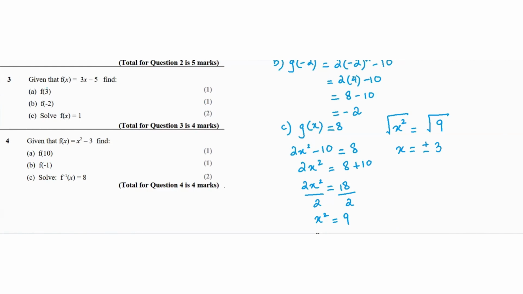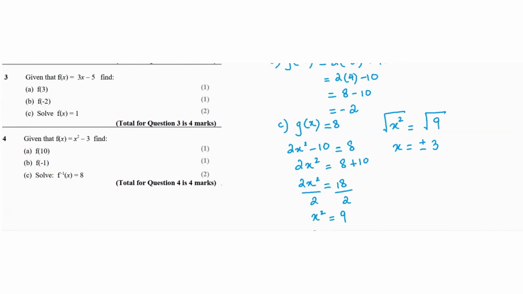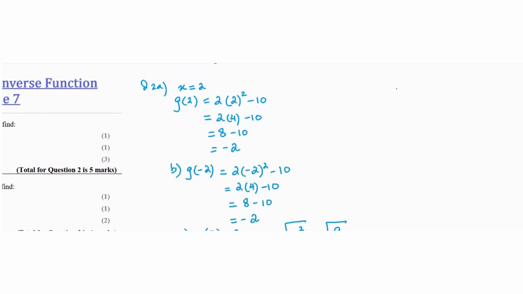Then question 3, it says, given that f of x equals 3x minus 5, find f of 3. Question number 3a, f of x equals 3x minus 5. And they want us to find f of 3. Once again, put x equals 3 in the function. So that's going to be 3 times 3 minus 5. That's 9 minus 5. And that is equal to 4.